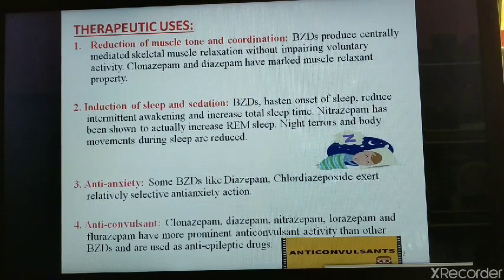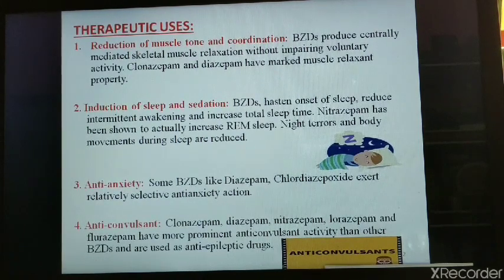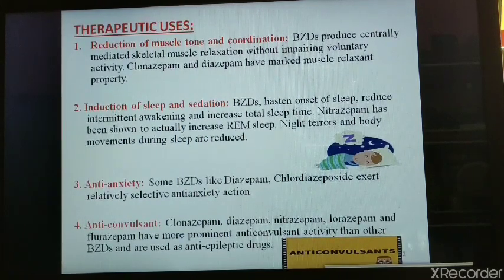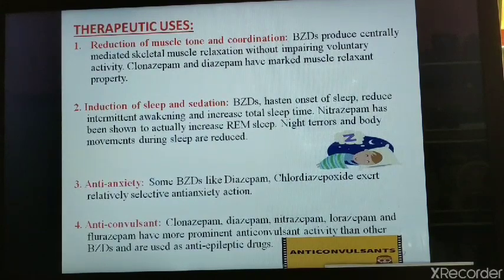The last is the anticonvulsant activity. That is, benzodiazepines have anticonvulsant activities in individuals. Clonazepam, diazepam, nitrazepam, lorazepam are the various benzodiazepine class of drugs which have proved to have prominent anticonvulsant effects. Clonazepam, because of its selective anticonvulsant action, is used to treat epilepsy, as is diazepam, which is given intravenously to control life-threatening seizures in status epilepticus.